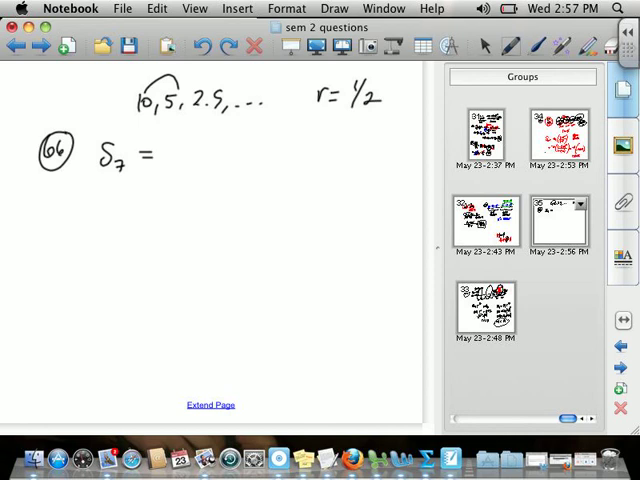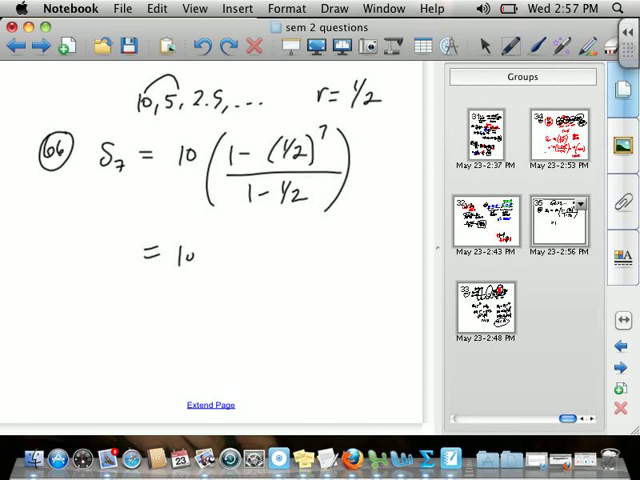So you'd have first term is 10, 1 minus your r, so 7 on top. 1 minus 1/2. So I'm going to do 1/2 to the 7th, and then I do 1 minus that answer, and then I divide by 0.5, and then times 10. You should get 19.84375.